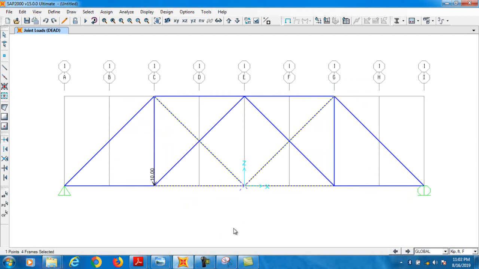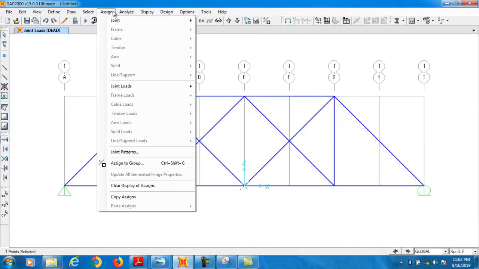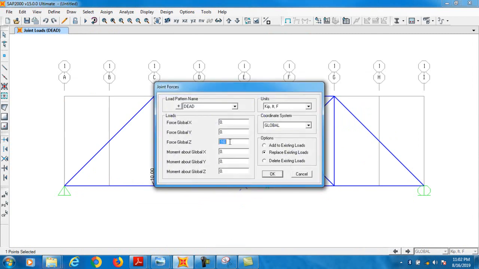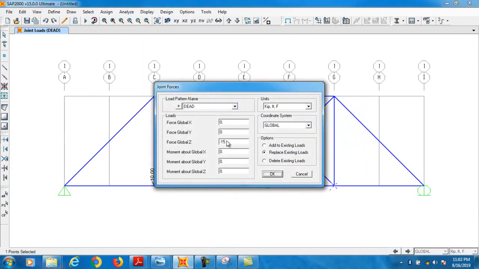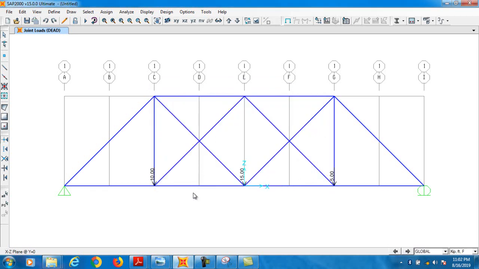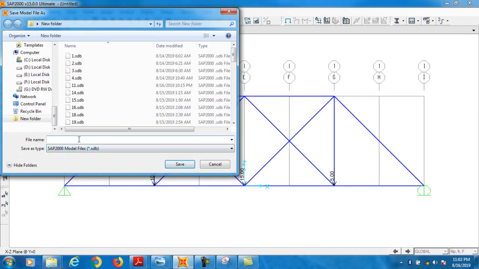We also need to assign a force of 15 kips, and the other is 5 kips. So assign joint force: here minus 15 kip, and there minus 5 kip load. So joints are assigned, loads are assigned, members are assigned. Check it, and then go to analyze the structure. Save it. This is example number 48.